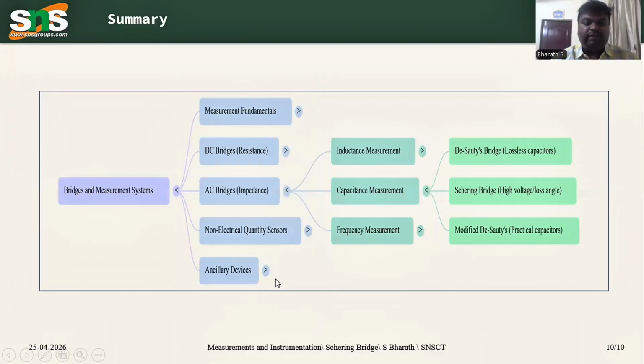So we are coming to the summary. We have just discussed the various types of AC bridges and the various methods of measurement using AC bridges. In the last video we discussed inductance measurement. Now we have discussed capacitance measurement using the Schering bridge.